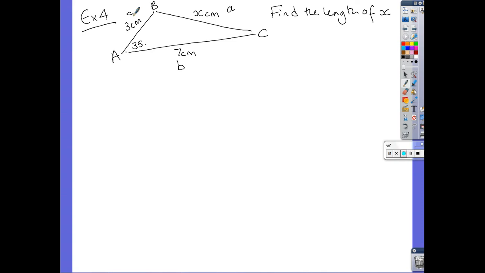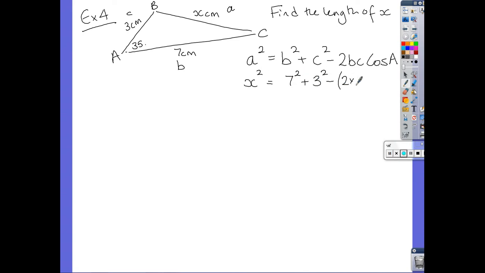Because we're looking for a missing side, we're going to use our other version of the cosine rule. So it's a squared is equal to b squared plus c squared minus 2bc cos A. And we shall substitute in the values that we know. So side A is x, so it's x squared is equal to 7 squared plus 3 squared minus 2 times 7 times 3 times the cos of 35.